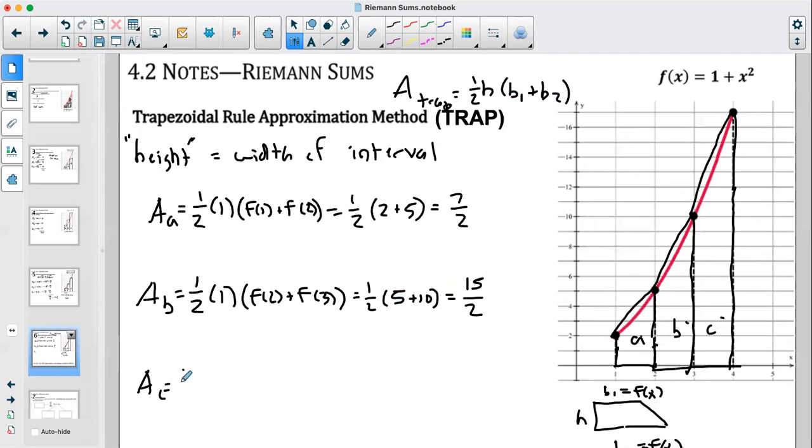Last but not least, we do 1/2 times 1 times f of 3 and f of 4, which is 1/2 times, f of 3 is 10 and f of 4 is 17. Is that right? Yeah. So I get 27/2.